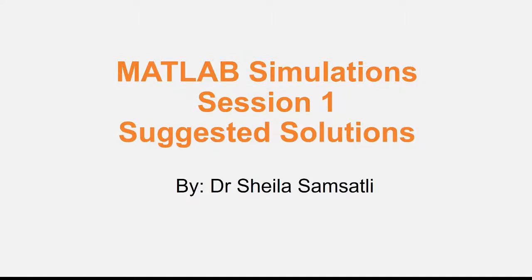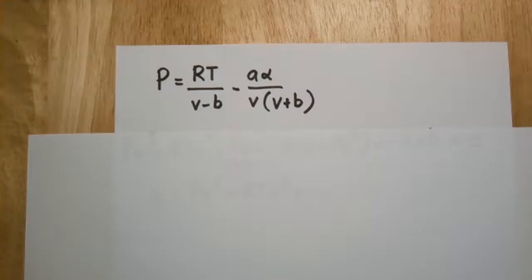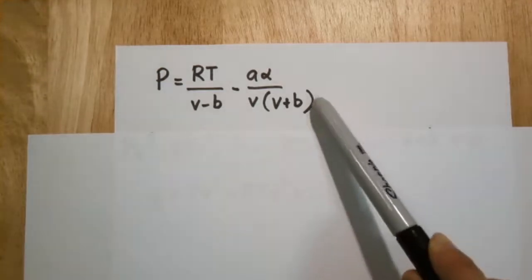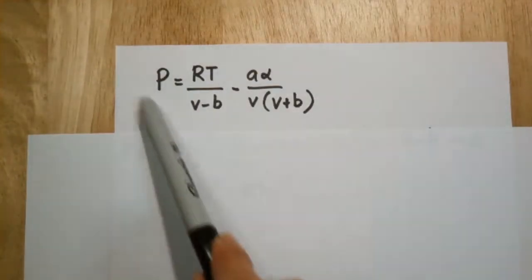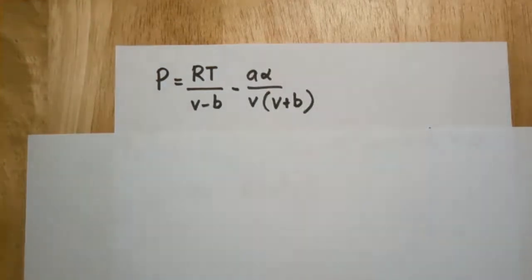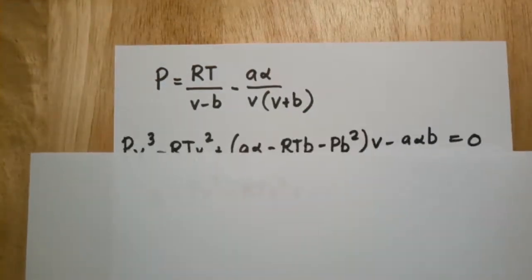These are my solutions for the problems in Matlab Simulation Session 1. In the problem sheet, we are given the Soave modification of the Redlich-Kwong equation of state, or RKS. We can rearrange this so that the right-hand side is equal to 0.